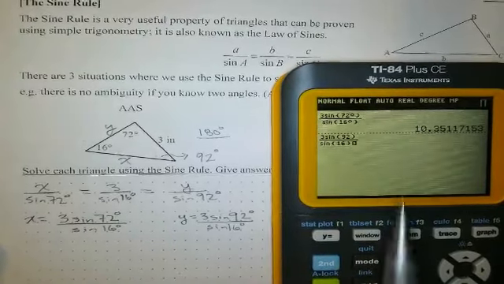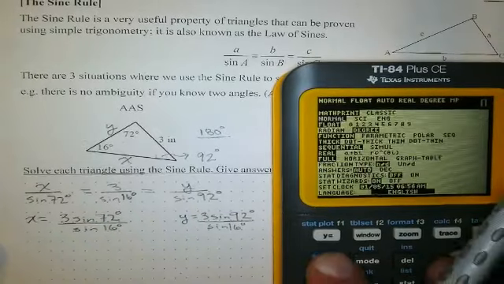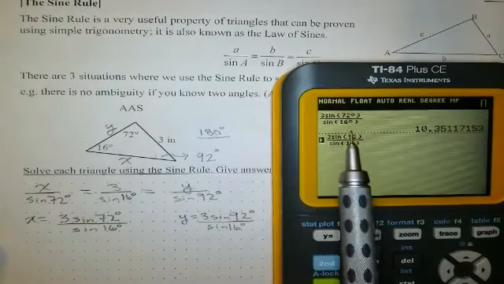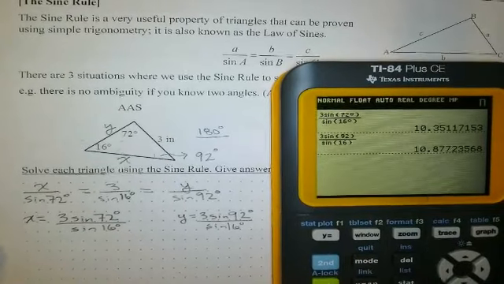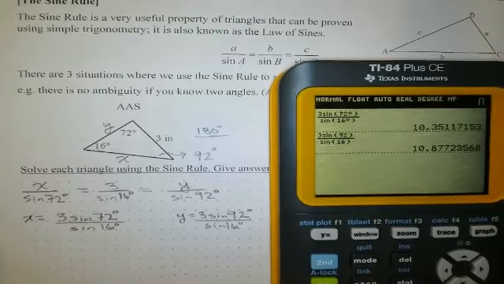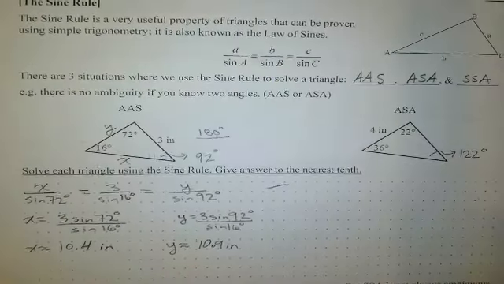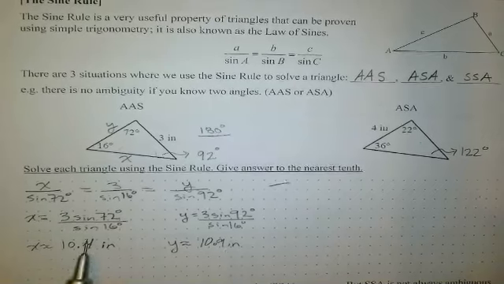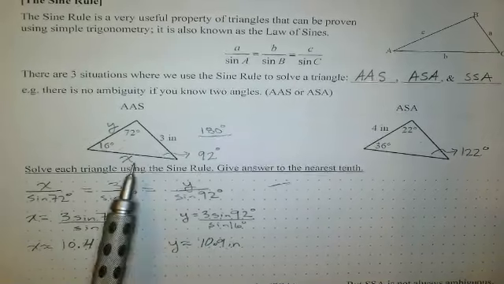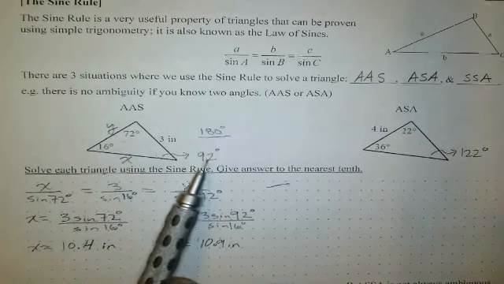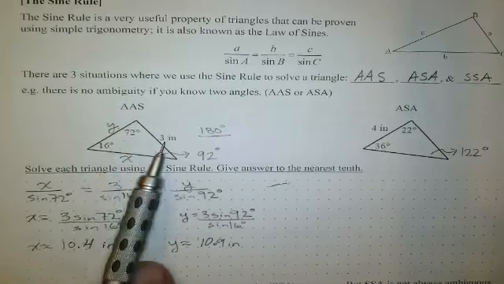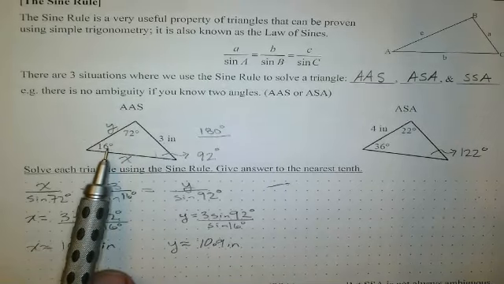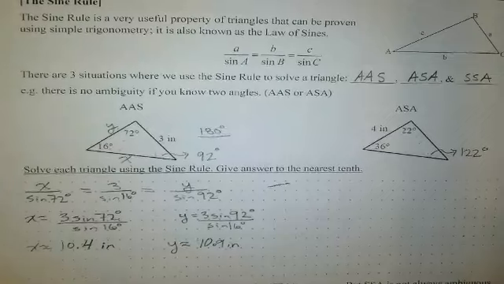And notice that if I know that I'm in degree mode, I don't need the degree symbol, but it is usually good practice. And I can find my value for x, and I can find my value for y. So let's go ahead and write those down. Our value for x and our value for y are 10.4 and 10.9. Notice the biggest angle is 92 degrees, and the longest side is the side opposite that, y. Okay, the shortest side is 3, and the angle opposite that is the smallest angle. So there we have our information, right? That is how we do this work.